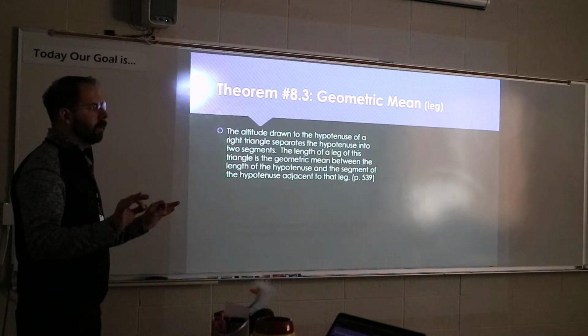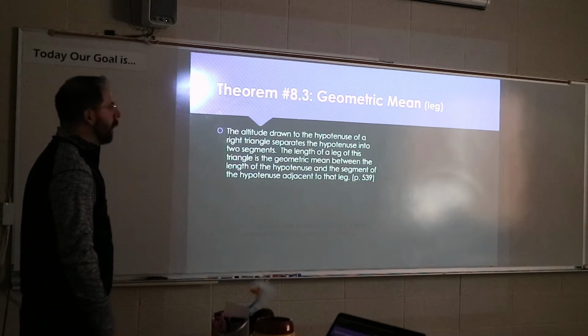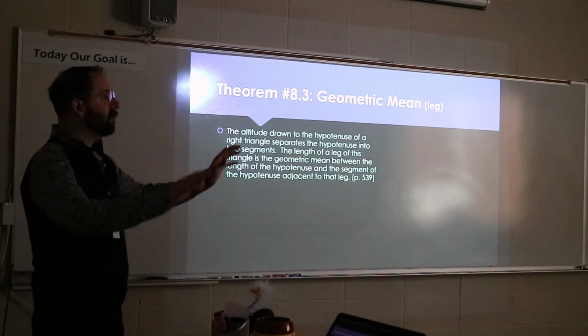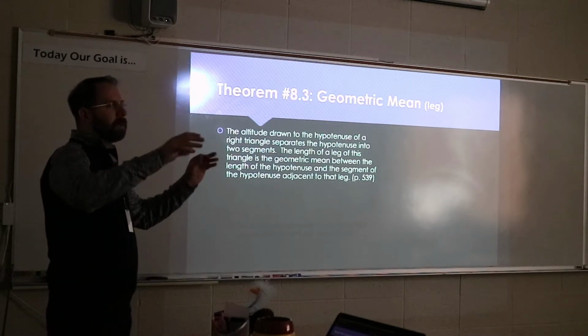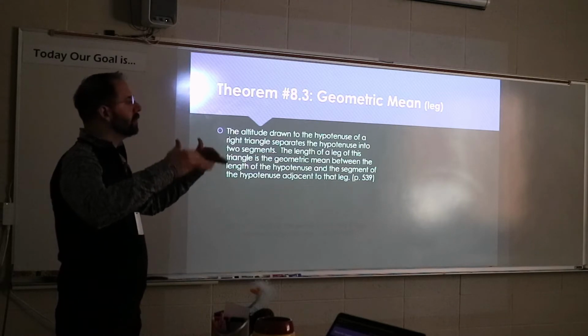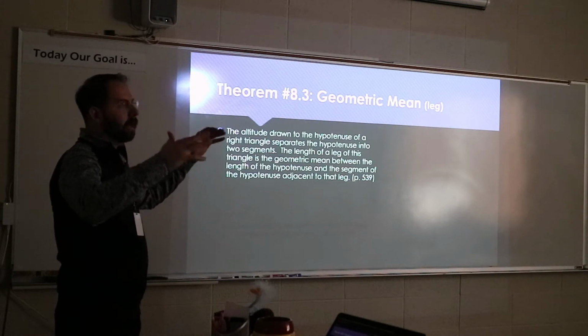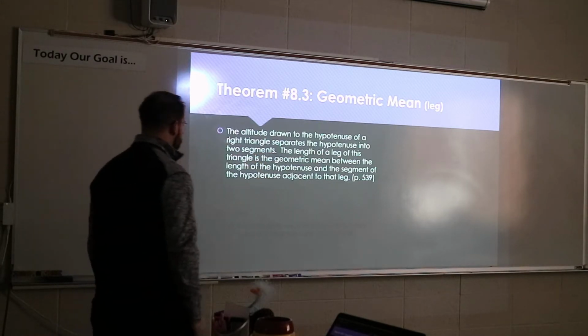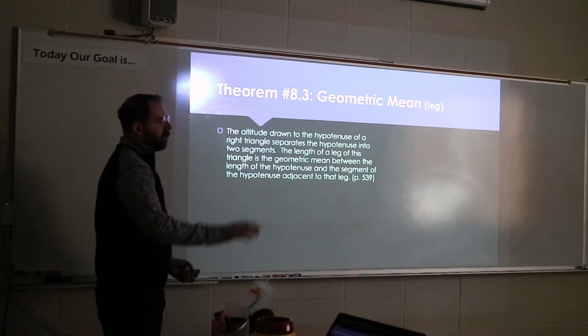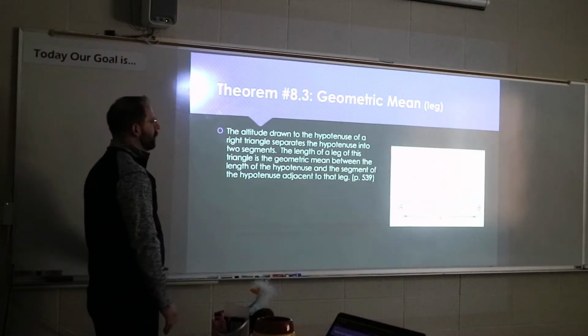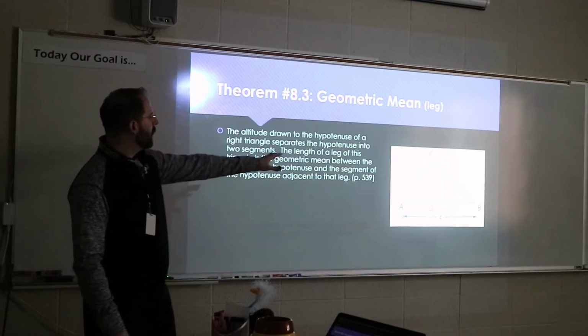Are we good? Some people are still writing, it's fine. I'll give you the picture in a minute. It's the same picture as before. They threw a couple more labels in, because now we're not just talking about the altitude, now we're talking about the legs of the triangle, the original picture I gave you. I'll give you the picture here, but I'm not going to go on, because I know some of you are still scrambling to write. But if you are done, here's the picture.